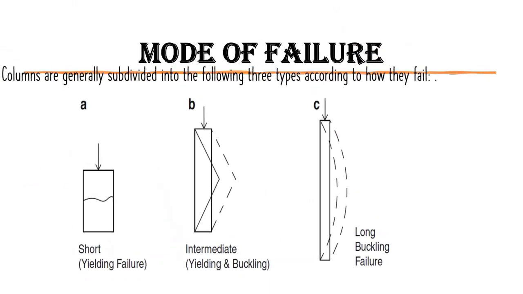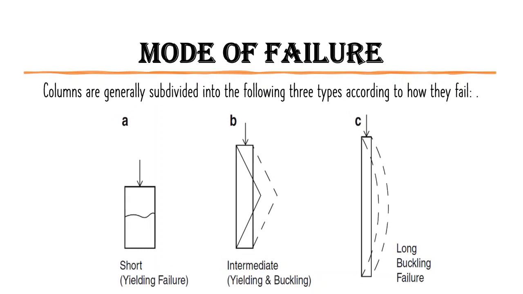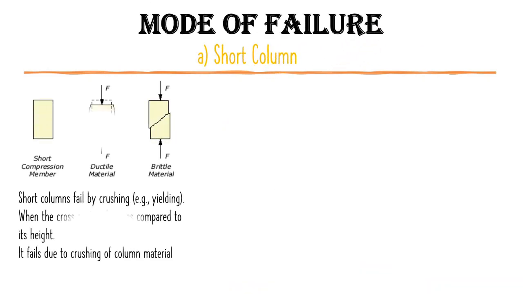Mode of failure. Columns are generally subdivided into the following three types according to how they fail: short, intermediate, long. Mode of failure A. Short column. Short columns fail by crushing, for example, yielding. When the cross-section is large as compared to its height, it fails due to crushing of column material.